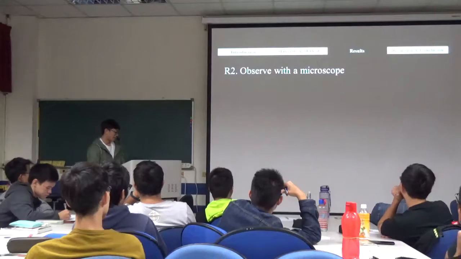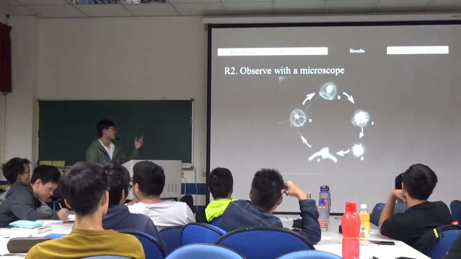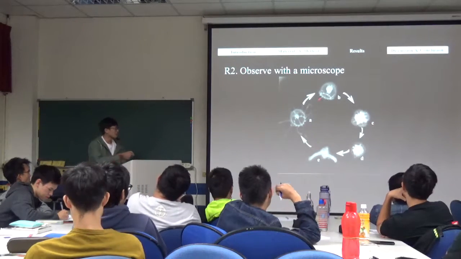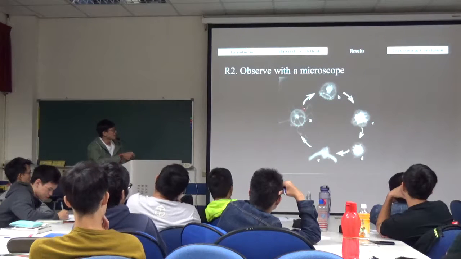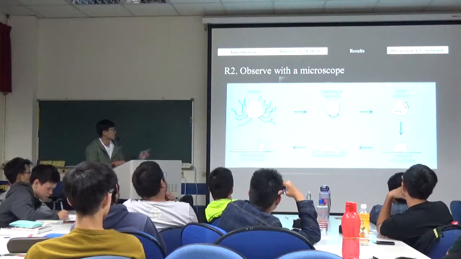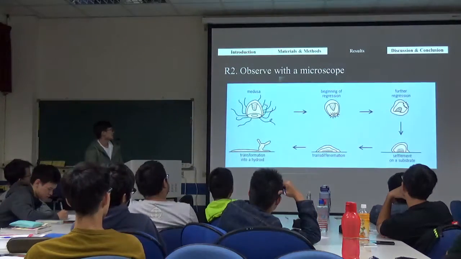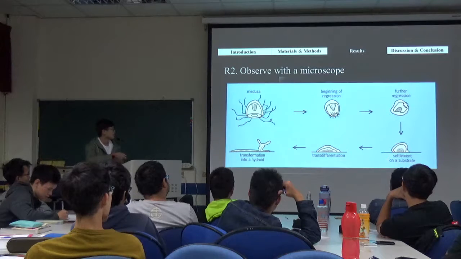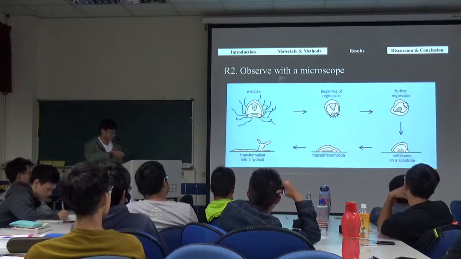Then observing, this is what we see. You can see from a Medusa, it regresses and becomes a polyp. Here is a clearer version. You can see Medusa, regression, settlement, transdifferentiation, and the polyp here.